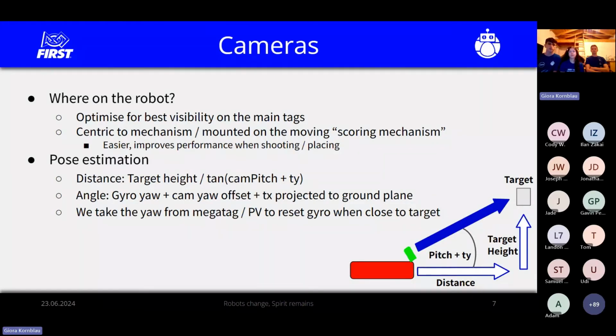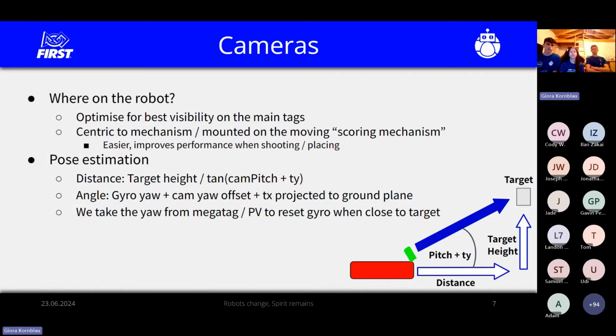And we are putting the cameras centric to the main mechanism or mounted on the moving scoring mechanism, such as 2022's Limelight on the turret. And we're putting it there because it's easier to calculate the shooting vector of it, and it gets us better performance because we don't need to calculate the angle between the two mechanisms, the camera and the shooting mechanism.